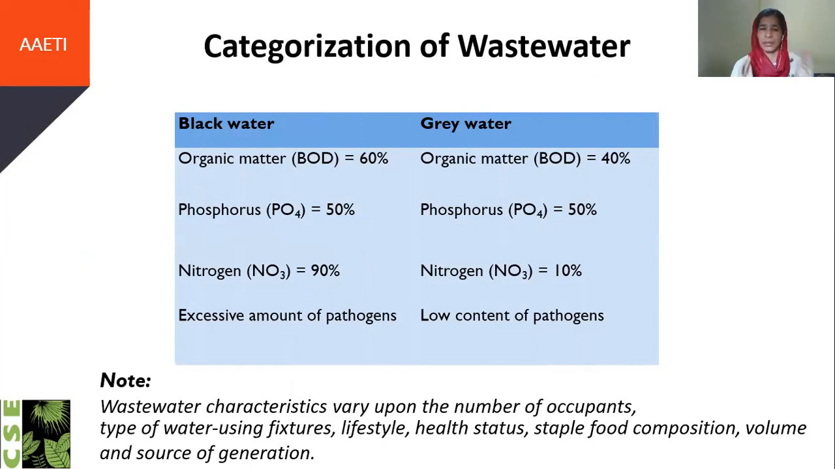Now, characterization of wastewater has been divided into the main categories, black water and gray water. The black water will have 60% of the BOD, while gray water will have 40%. The phosphorus will be the same in both black and gray water. However, nitrogen in the black water will be 90%, while that in the gray water will be 10%. And the black water will have a high amount of pathogens in it.